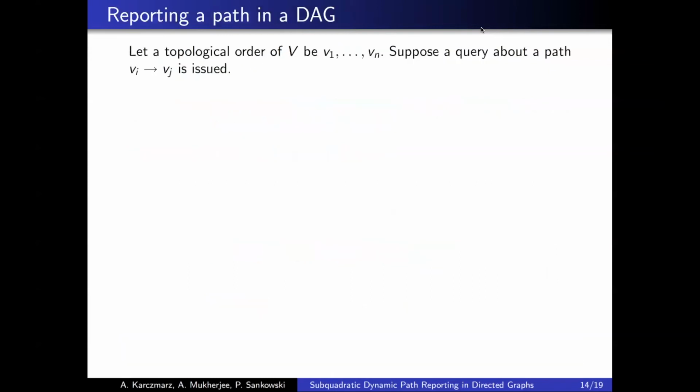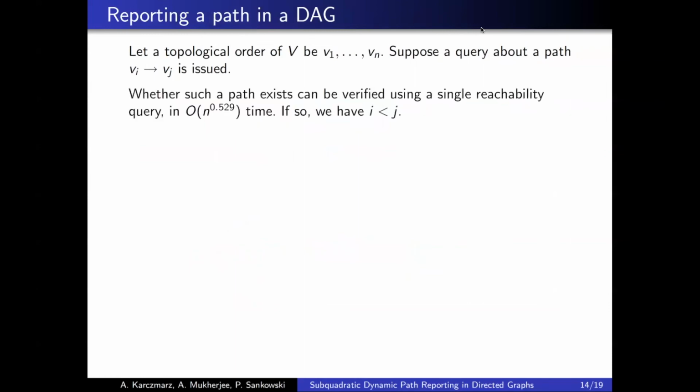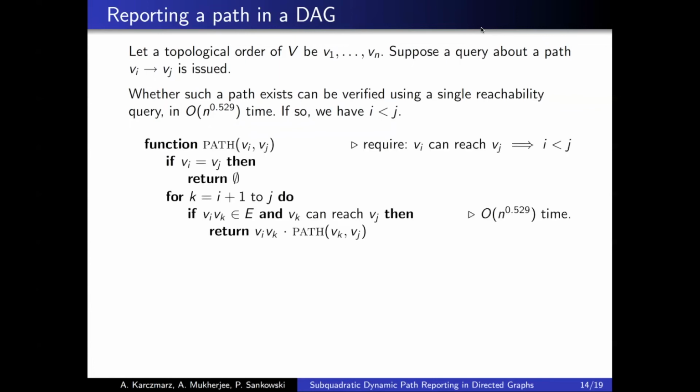Now suppose a query about a path Vi to Vj is issued. Whether such a path exists can be verified using a single reachability query in order n to the 0.529 time. If so, we have that i is less than j. Now consider the following simple recursive algorithm about the path between Vi and Vj.